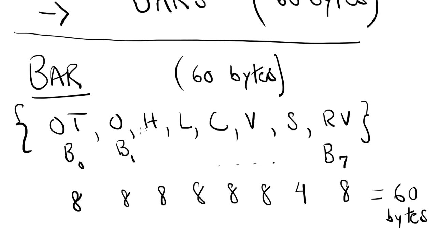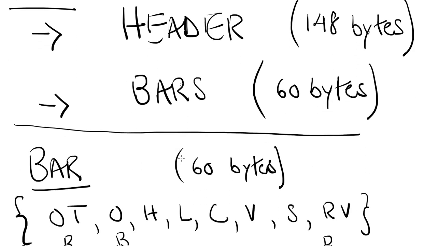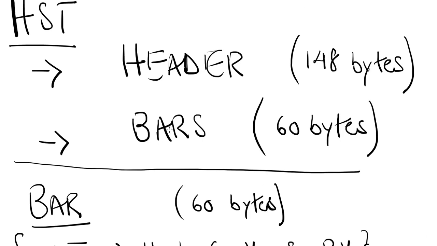So the moral of this brief introduction to the HST archive is that an HST archive is composed of 2 main chunks. The first is the header, which is 148 bytes long, and any data subsequently is composed of bar objects, each of which is 60 bytes in total. Those 60 bytes are made up of the respective parts contained inside any bar object. So if we want to extract information from an HST archive, we need to iterate over the bars contained inside it.